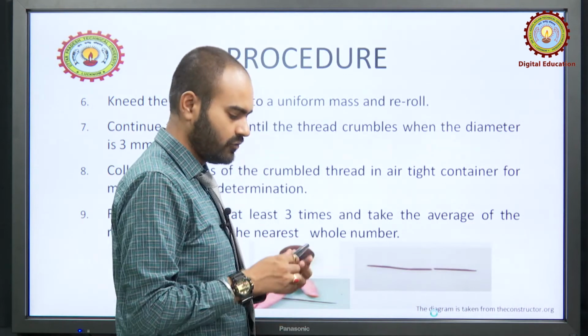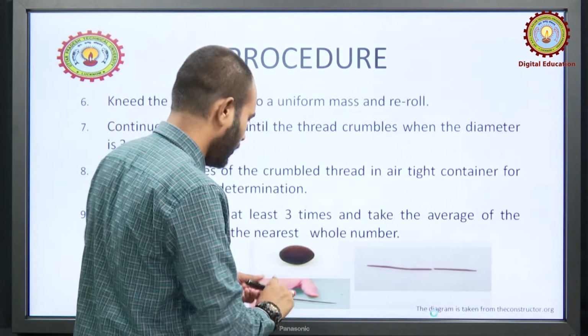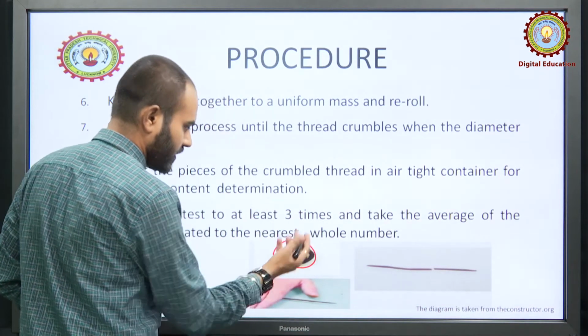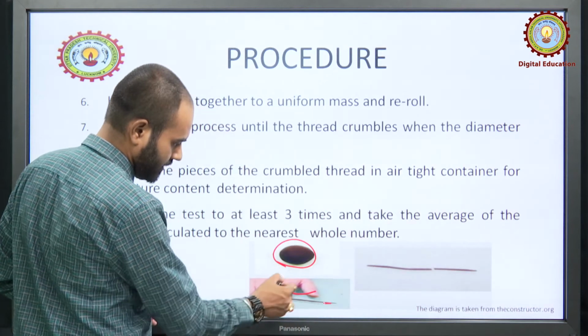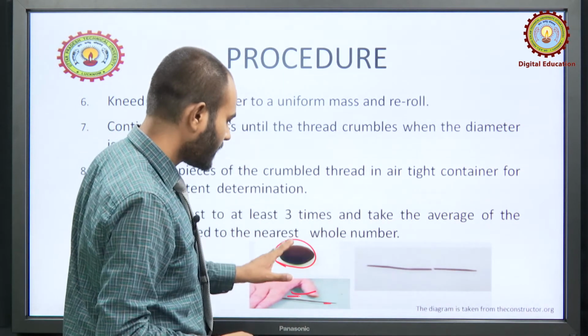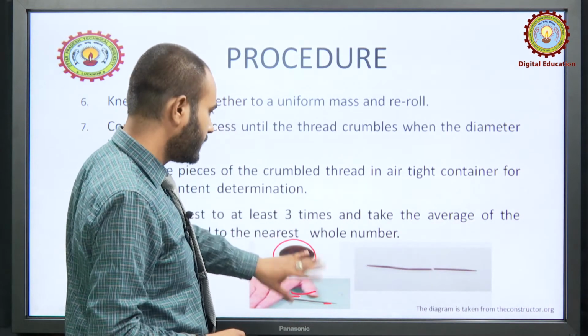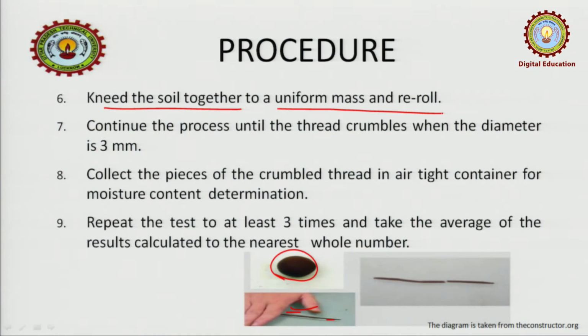So, we will again mix it up, make a ball of the soil, and start the same procedure. See, here it is shown, he is carrying out the plastic limit test. We will continuously do the same. Knead the soil together to a uniform mass and re-roll. Continue the process until the thread crumbles when the diameter is 3 mm.